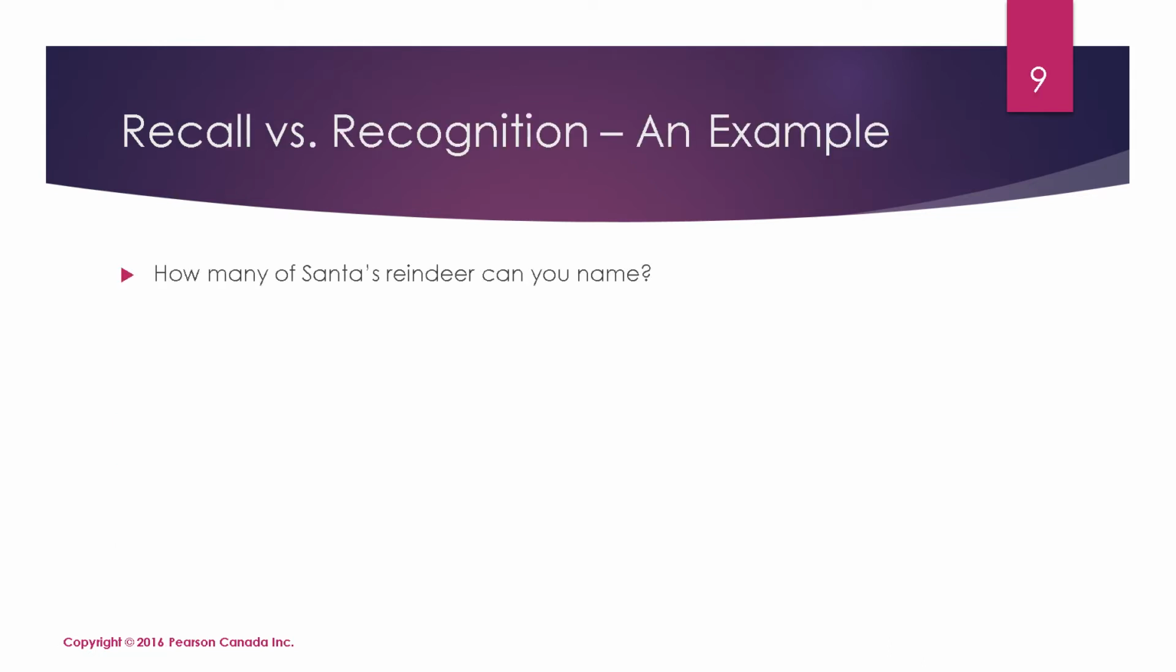So here's a little example that I like to give. And obviously, just like the other example in the last module, it doesn't work quite as well online, but you can still try it out. If I asked you right now off the top of your head to name Santa's reindeer, how many of them could you just name out of nowhere?